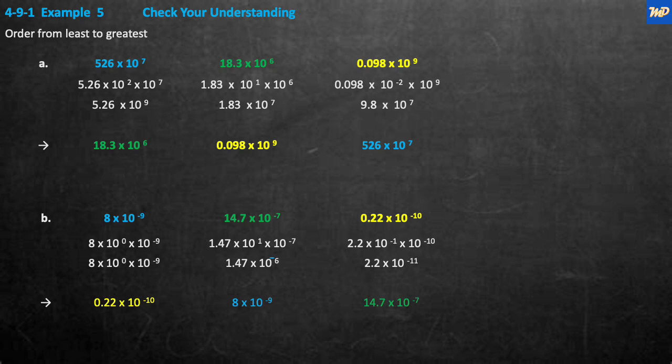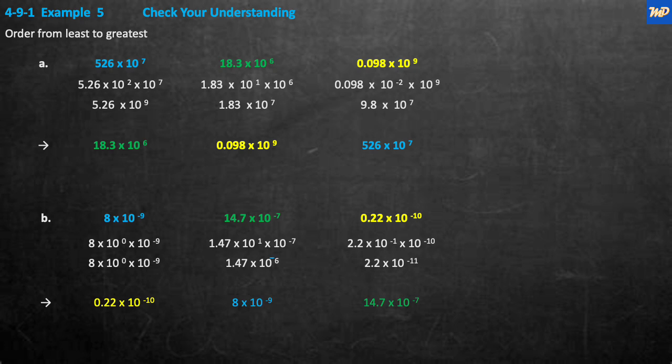Sorry. Minus 6. But we can live with it. And here's a 20.22. We want it as 2.2. And then in order to get from 2.2 to 0.22, we have to divide by 10. So 2.2, we take the 10 to minus 1. Minus 10 is minus 11. So these are all in order now. The smallest number is to the 11th.